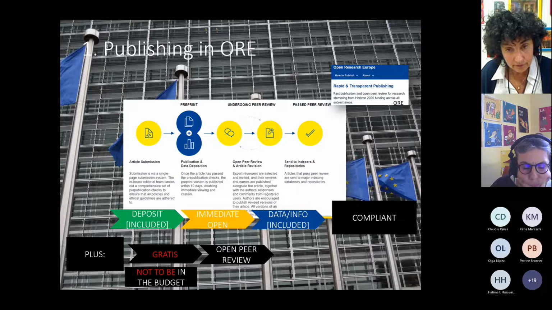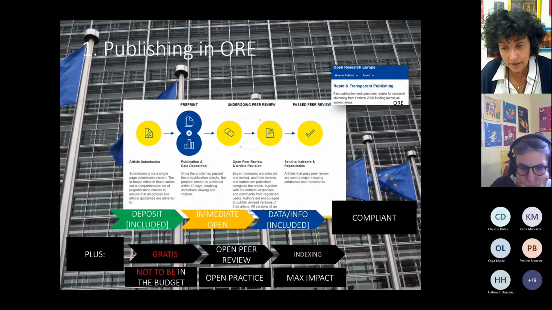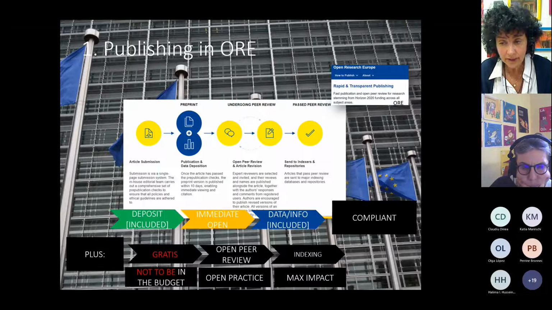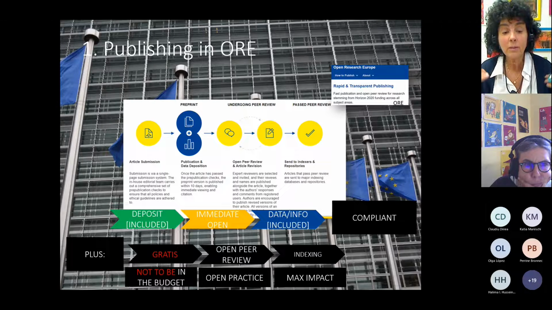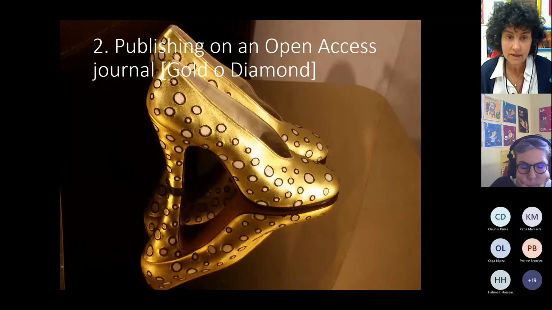You go for open peer review because in ORE they perform open peer review, which is one of the mandatory practices. And you are indexed in Scopus, and they were discussing also with Web of Science. But anyway, you reach also a great impact, okay? So basically, if you publish in ORE, you are already compliant with the mandatory practices, plus you have some recommended practice like open peer review.